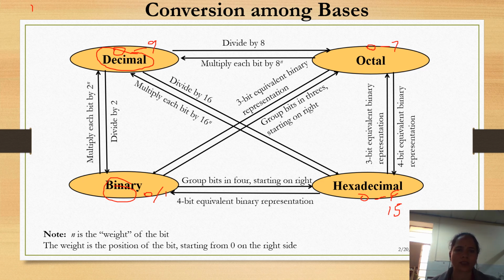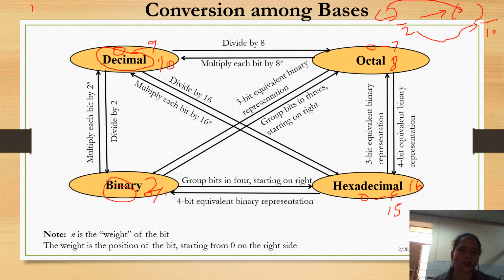Now, what is the base? The decimal base is 10, binary base is 2, octal base is 8, and hexadecimal base is 16. So, how do we convert a number from one base into another base? Assume the number here is in base 2, and we want to convert it into the decimal number system, where the base is 10. So, from one base to another base.